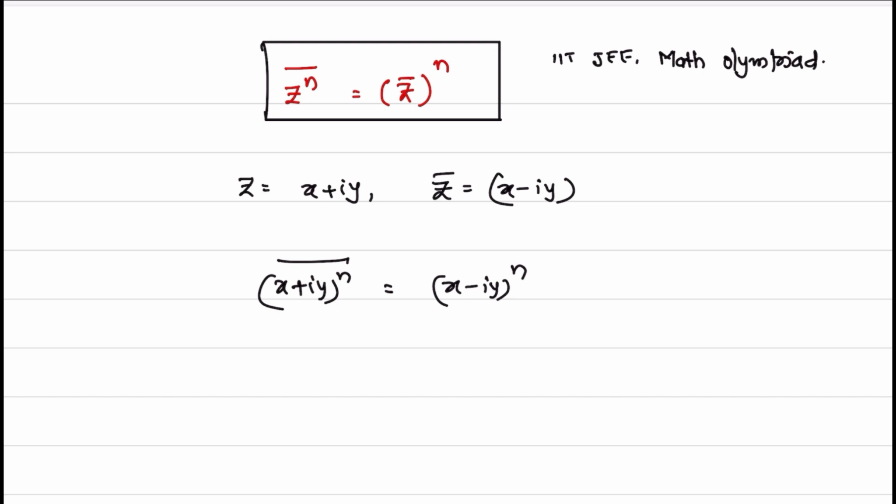Please remember this. It's a very important derivation, because z bar is x minus iy to the power of n. This is x plus iy to the power of n complex, conjugate. This is what the derivation is.